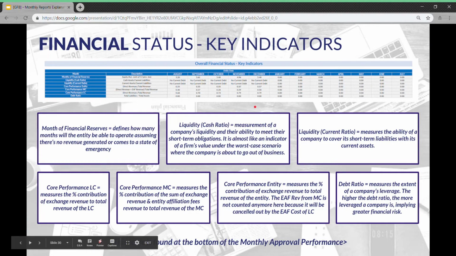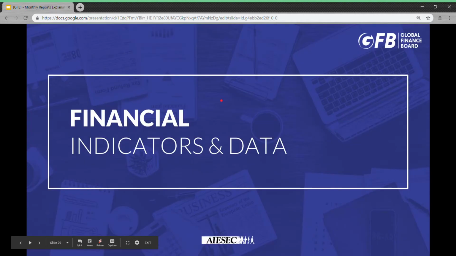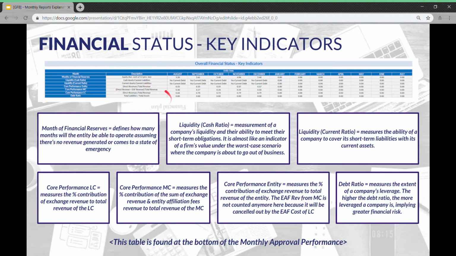Key indicators, just to repeat. Financial indicators and data, wherein this part is the financial status key indicators. Now, there are 7 main key indicators, overall financial status. First is the month of financial reserves, which defines how many months the entity will be able to operate assuming no revenue is generated or it comes to a state of emergency.